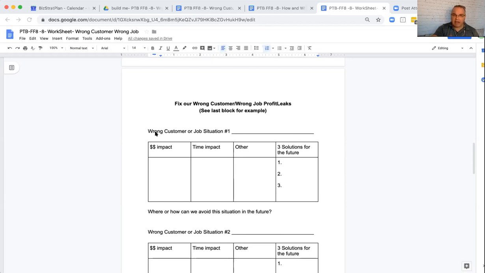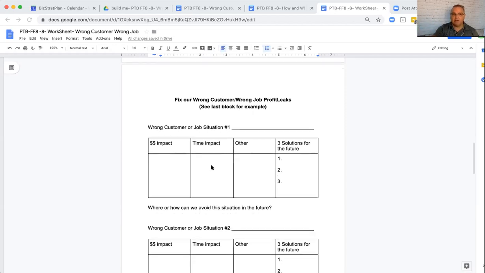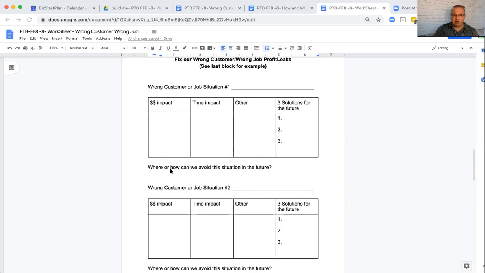But ask your team what those wrong customer or job situations are, get a list, and then fill in these blocks. Situation 1, and then get everybody to fill out this part. Where or how can we avoid this situation in the future? And then have that as a discussion with your team. Make sure this part gets written in: 3 solutions for the future.